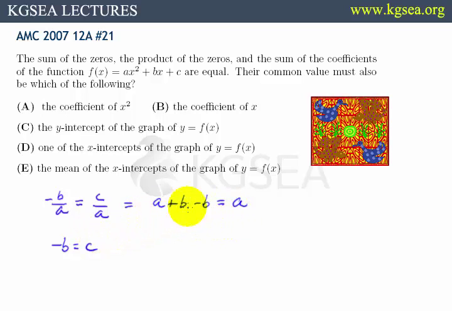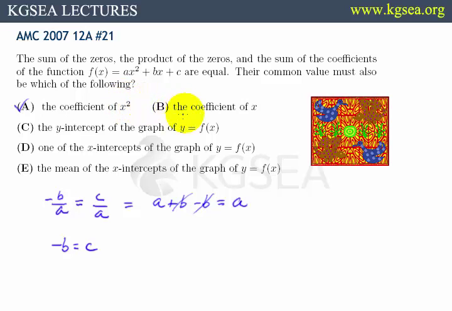Anything else we can conclude here? Let's see. Is that enough? Okay, we got three things that are equal to each other. The value that is common in all three must also be which of the following? The coefficient of x, a. Well, that's what it is. So we are done. It's too easy.